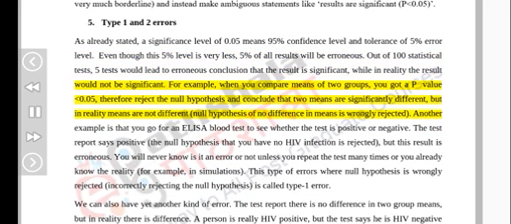For example, when you compare means of two groups, you got a p-value less than 0.05, therefore reject the null hypothesis and conclude that two means are significantly different, but in reality means are not different. Null hypothesis of no difference in means is wrongly rejected.